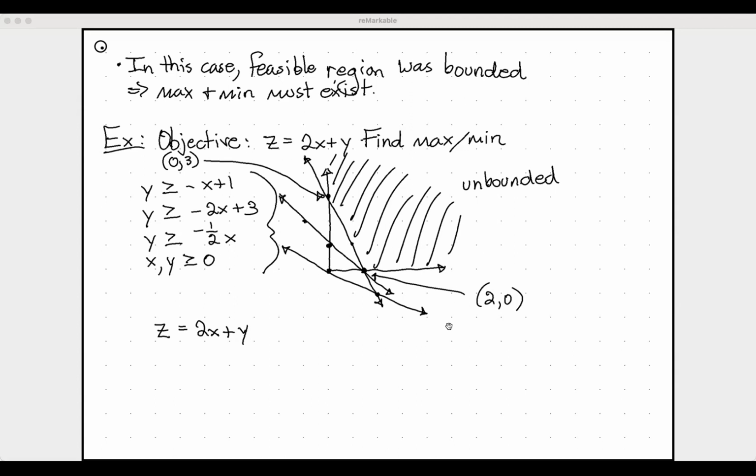Right, so I can check (2, 0). That gives me 4. And then I can check (0, 3).